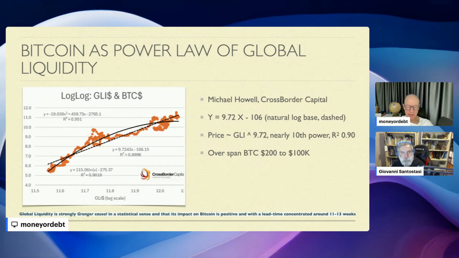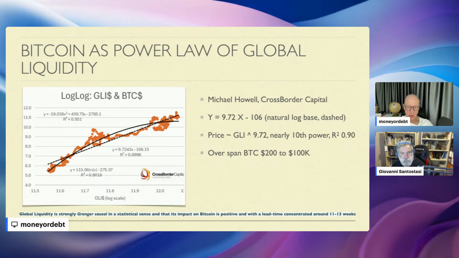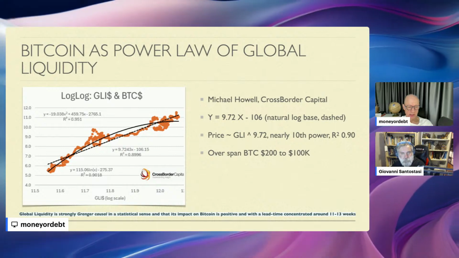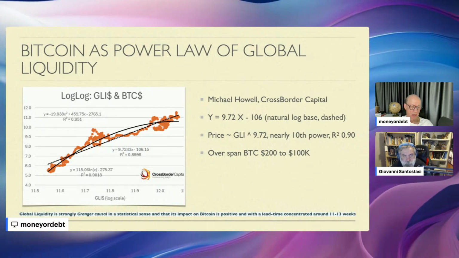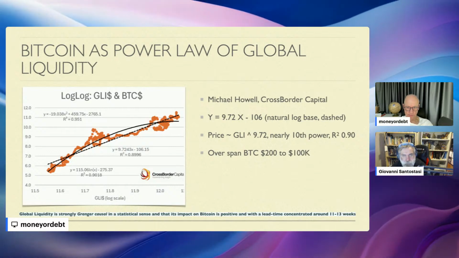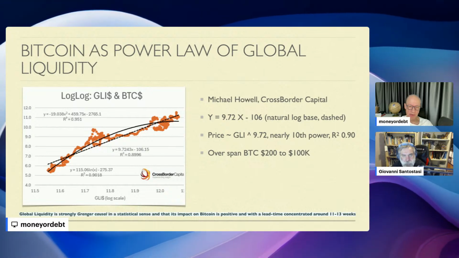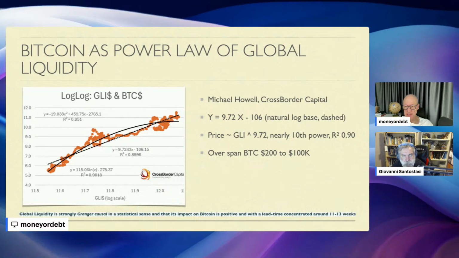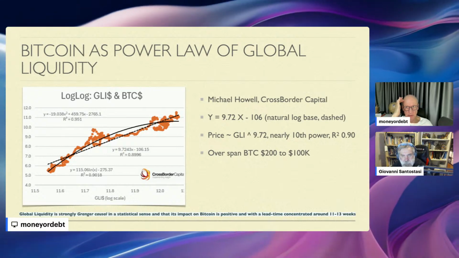There's also a statement at the bottom that he found that global liquidity is strongly Granger causal statistically, and the impact on Bitcoin is positive with a lead time of something like 12 weeks. And you'll see this a lot on X, people talking about this lead time, and different people say 11 weeks, 13 weeks. It's in that neighborhood, typically, is what you'll see.